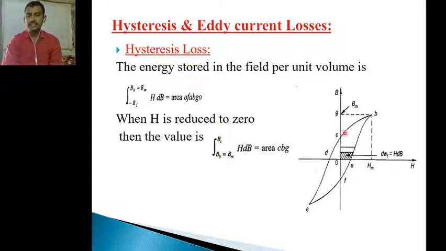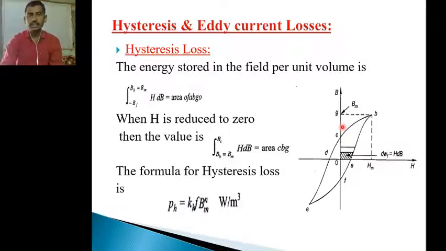So the area is the area covered by the CBG, this area. The empirical formula for the hysteresis losses is P_H = K_H × f × B_m^n watts per meter cube. This is the empirical formula, and we will see it briefly in our future classes. No need to worry.